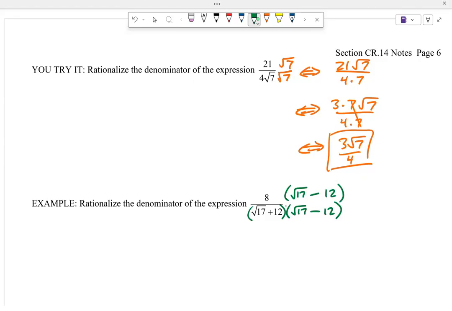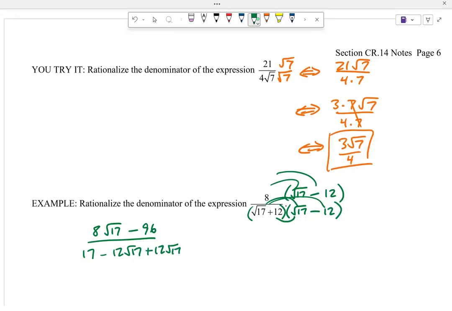So I've got 8 root, and I'm going to distribute that. 8 root 17 minus 8 times 12. What's that? 96. And then on the bottom, I'm going to FOIL. So square root of 17 times square root of 17, that's 17. And then the outer is a minus 12 root 17. The inner is a positive 12 root 17. And then the last 12 times negative 12 is just a minus 144.